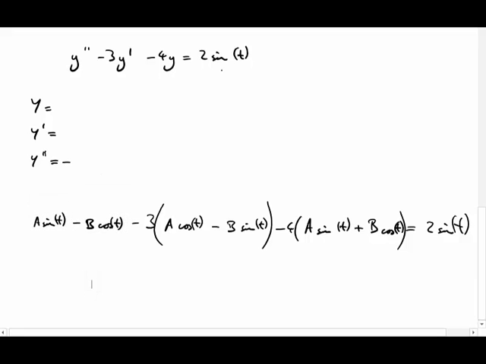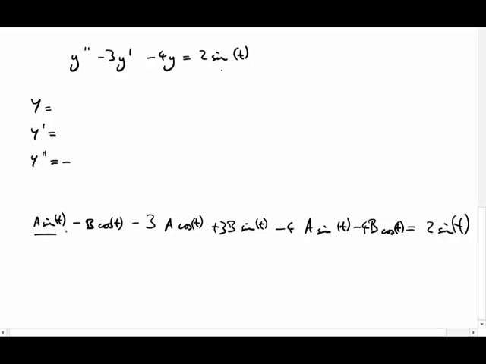So let's just expand this out then. We'll end up with a sine t minus b cos t minus 3a, and then just multiply through by minus 3a, so that becomes plus 3b sine t. So multiply through by minus 3, yeah? And then multiply this through by minus 4, so this becomes minus 4 in here as well. And that equals 2 sine t. So the idea is we want to collect all the sines together, and collect all the coses together. And then we can just play the game of comparing coefficients like we did before.